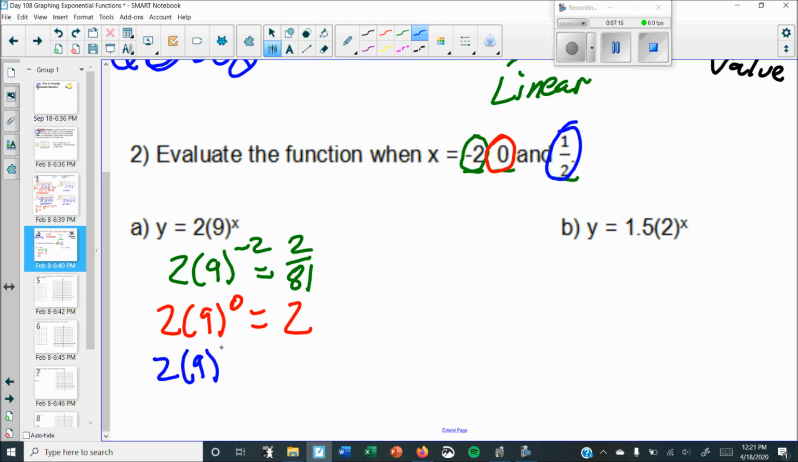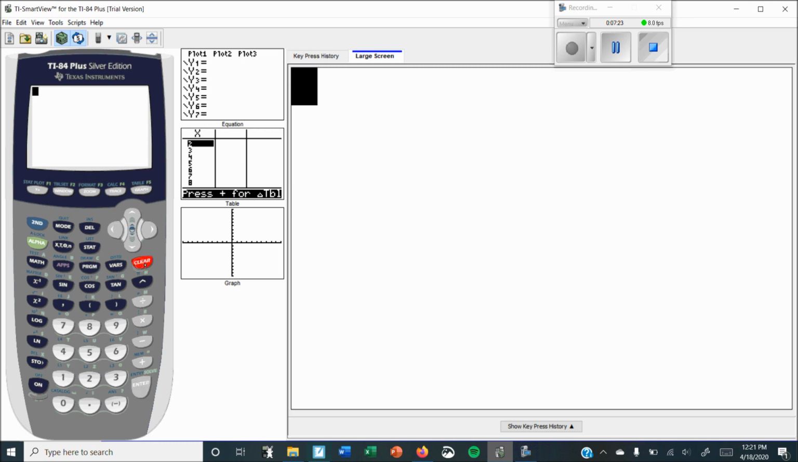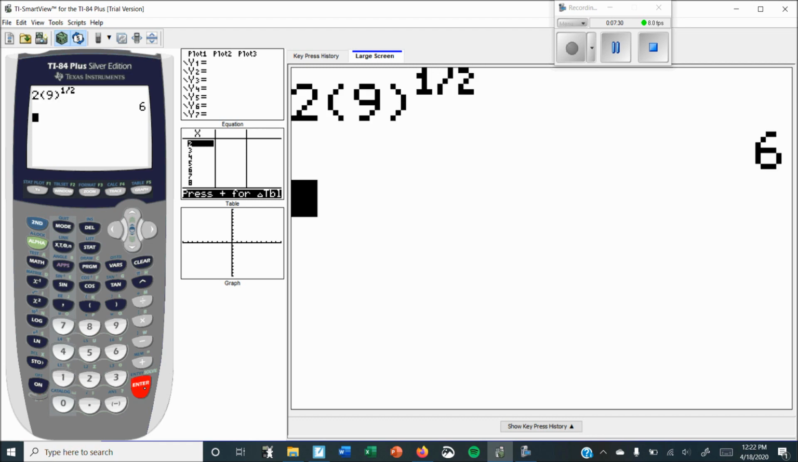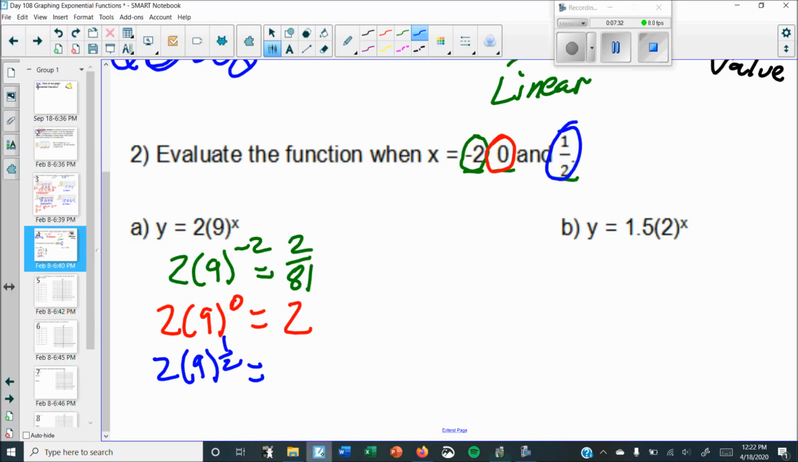And then the last one is a half. 2 times 9 to the half. Okay, and that's going to give us 6 because a half is the same thing as square root of 9. But again, you don't need to guess. You can just prove it on your calculator. So 2 times 9 to the half. And there it is. You get 6. So again, all you have to do is just type those straight into your calculator.